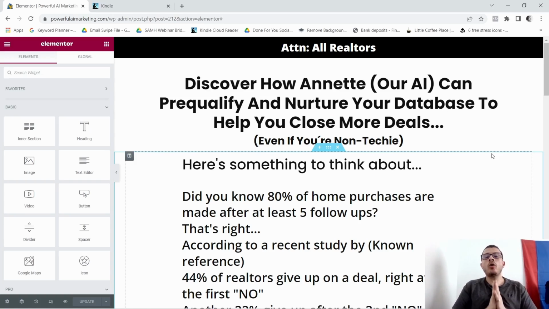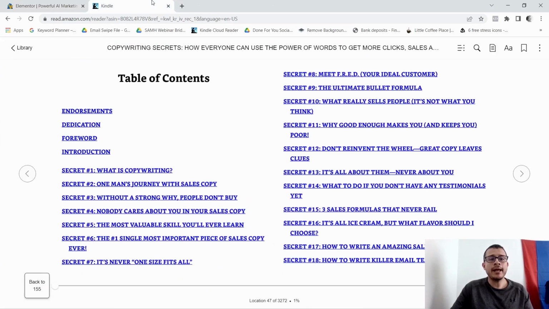All right, guys, so this is the back end of my landing page or my squeeze page. And before I tell you how I put this together, I wanted to let you know that I actually learned this from a copywriting guy, a big-time copywriter named Jim Edwards. I believe he's the top copywriter for ClickFunnels and Russell Brunson, and I actually bought a copy of his book, Copywriting Secrets. I didn't buy the physical book. I bought it on Kindle, and this book is just $9.99.